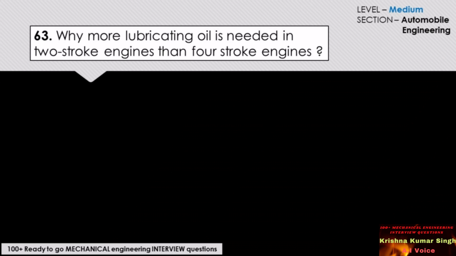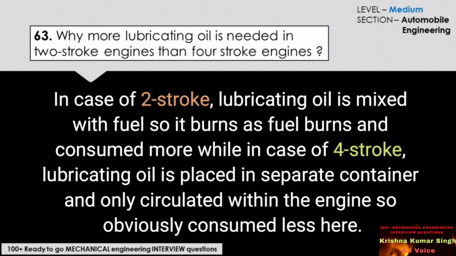Why more lubricating oil is needed in two-stroke engines than four-stroke engines? In case of two-stroke engine, lubricating oil is mixed with fuel, so it burns as fuel burns and is consumed more, while in case of four-stroke engine, lubricating oil is placed in a separate container and only circulated within the engine. So obviously it is consumed less here.